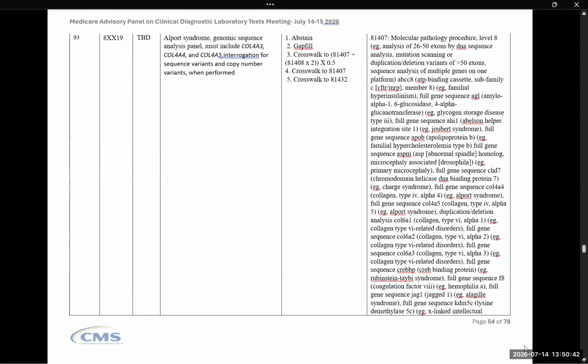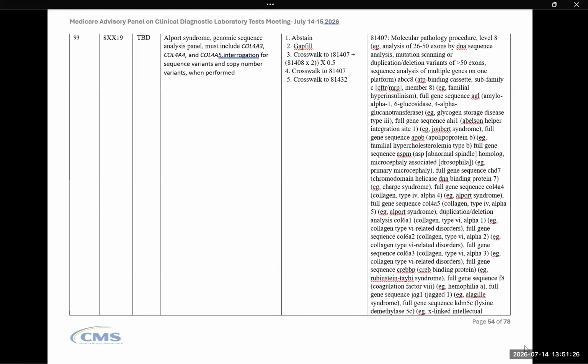8XX19. Yes. This code represents a next generation sequencing test that includes sequencing and copy number variant analysis for 3 genes associated with Alport syndrome. We, as a panel, looked at available options and also considered the crosswalk that was recommended by the 2 professional societies that submitted recommendations. Those professional societies recommended a crosswalk to, and I'm not sure I'm going to say this right, 81407 plus 81408 times 2, and then the whole thing times 0.5.